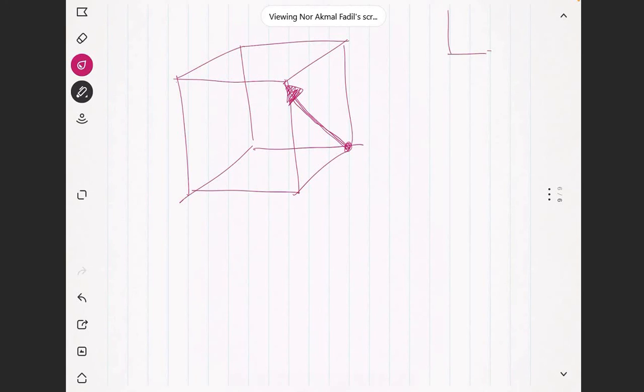Remember the axis system in the Miller index: this is X, this is Y, and this is Z. So what is the Miller index? 1, 0, 1. Okay, any other answer? Is it correct? So can you explain the procedure to obtain this answer?